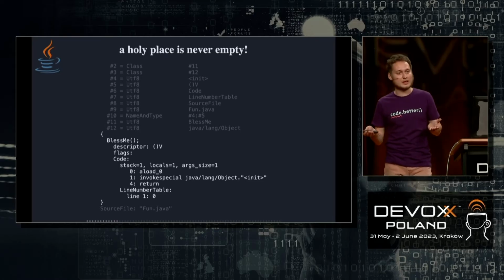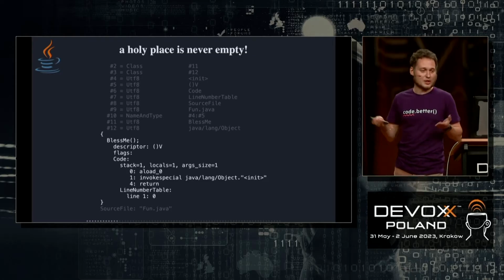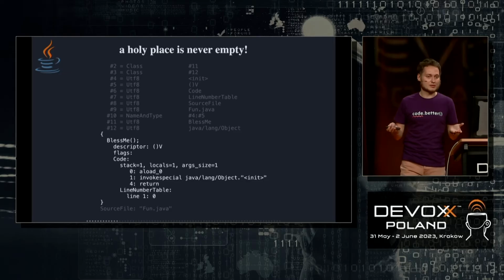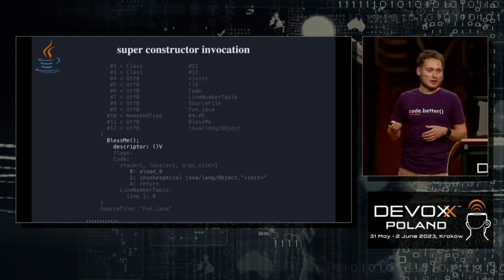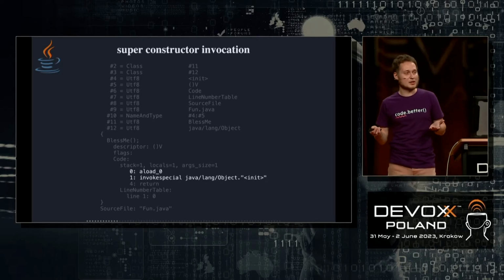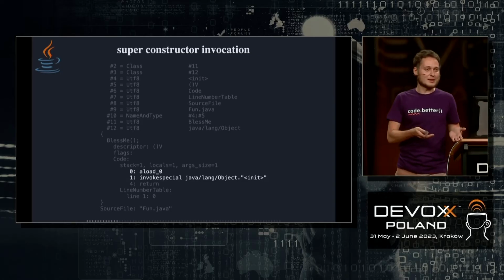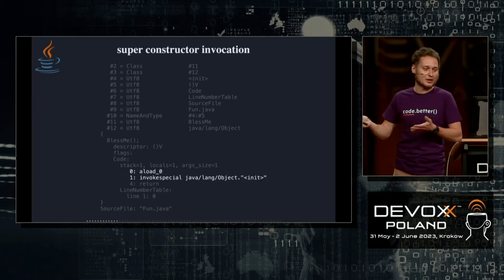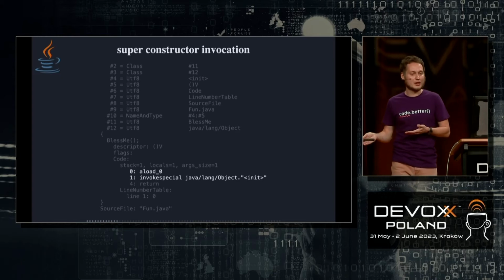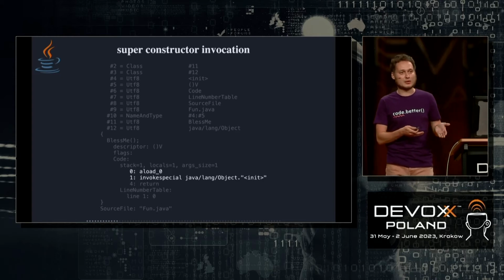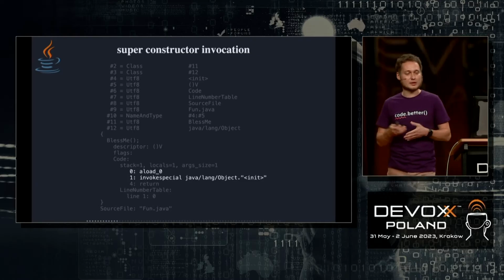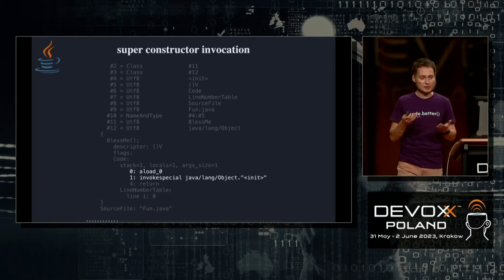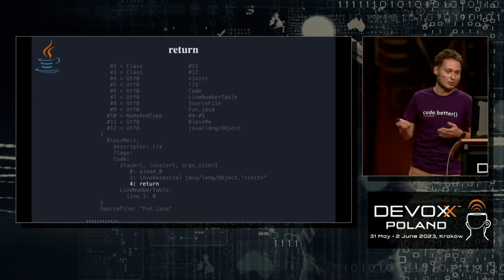And indeed, a holy place can't be empty. We see the default constructor, which is generated by the compiler for us. Why are we going to see the constructor? Because there is a requirement. Every object in Java inherits from some other object. In particular, if you do not declare what you inherit from, it's java.lang.Object. And we need to call a super constructor of our super object. So that's why the compiler generates the default method. And well, there is some return.